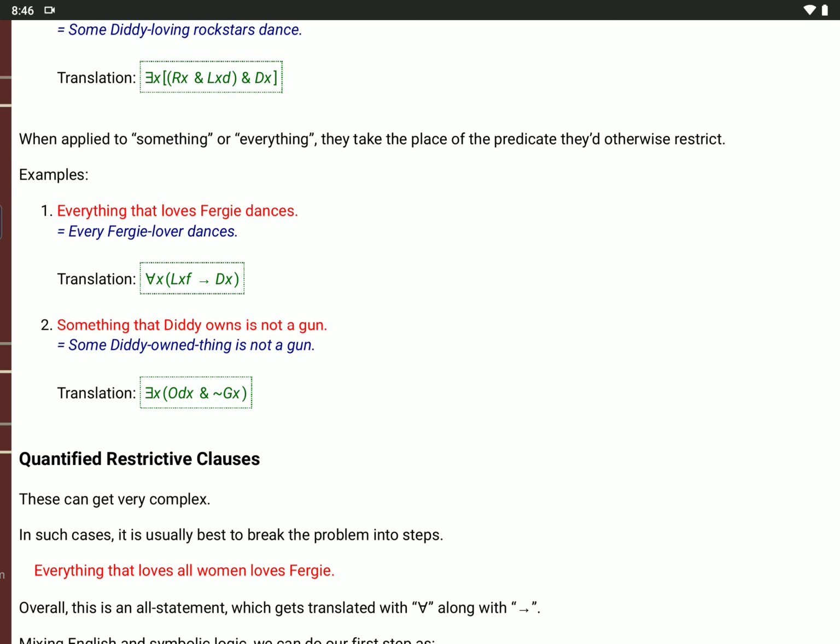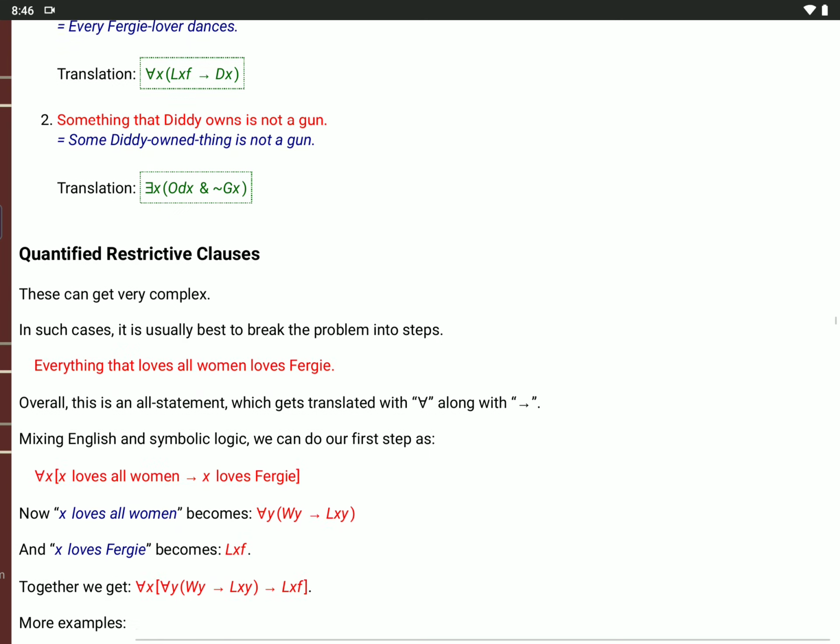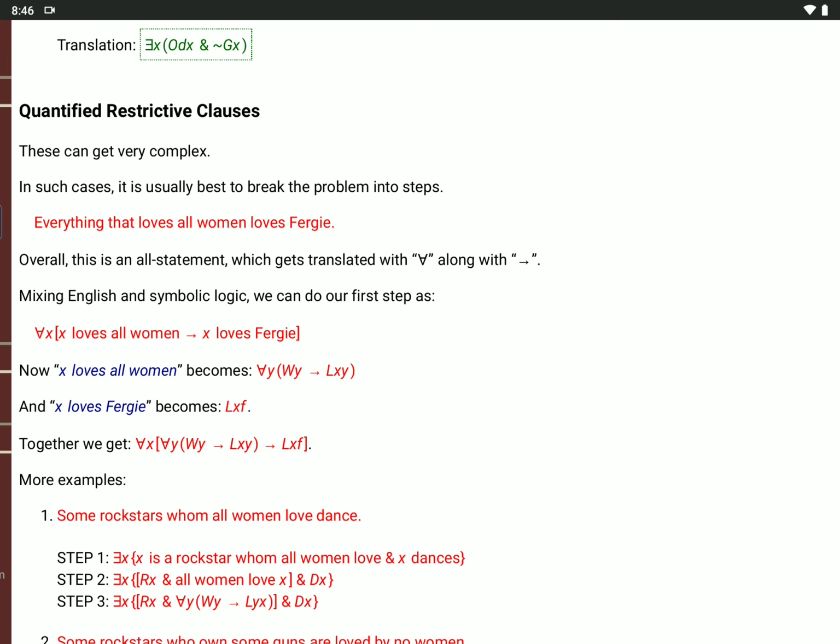Now, what really makes these restrictive clauses complicated is when you throw really complicated logical forms into the restrictive clause, like quantifiers. So if you say something like everything that loves all women loves Fergie, you've got all in the restrictive clause, right? So again, it's going to take the place of the predicate, but you're going to say something more complicated than just a letter and an x. You've got to say something like, for every value of x, if x loves all women, then x loves Fergie.